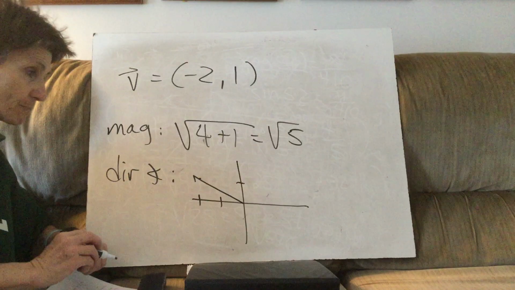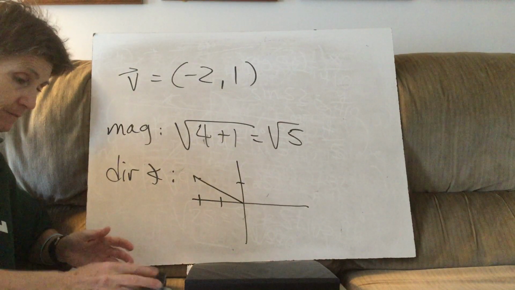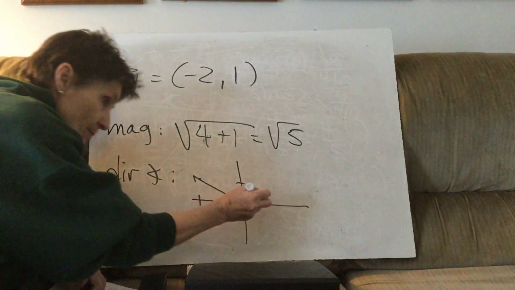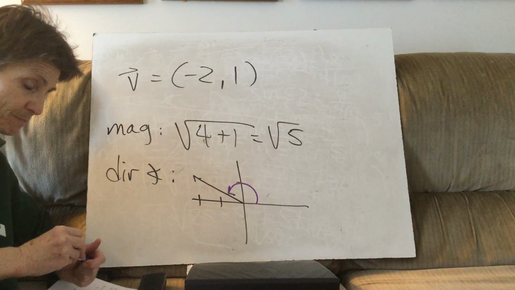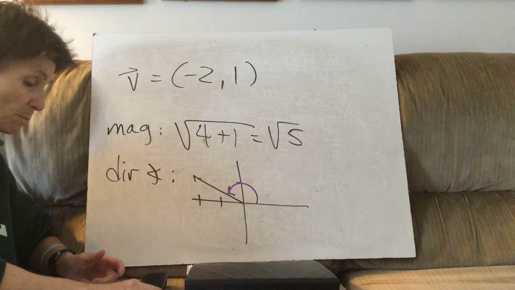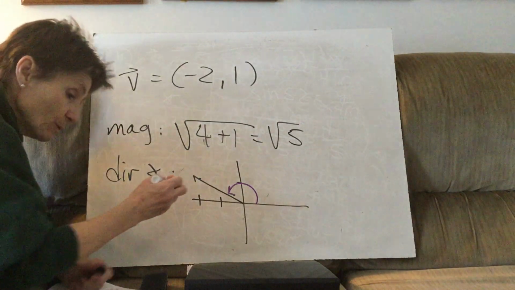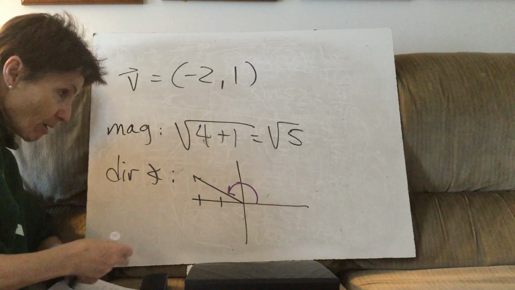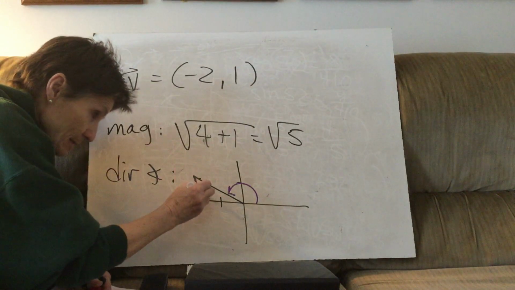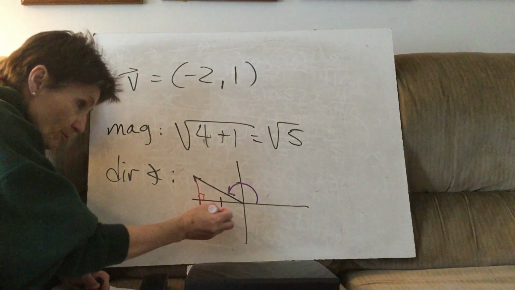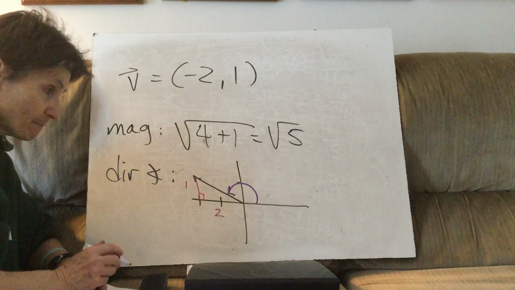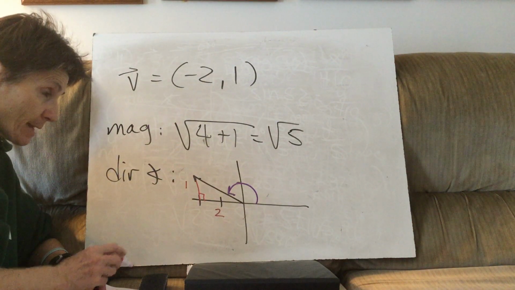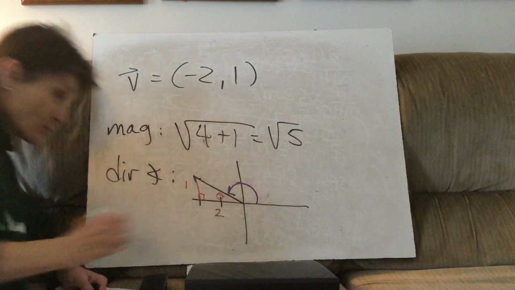There it is. This is my actual direction angle right here. The purple thing is my direction angle. But I can't really find that right off the bat. I'm going to have to drop a perpendicular. This is 2 and this is 1. That's how I plotted the point. Left 2, up 1. And I'm going to find this angle first.